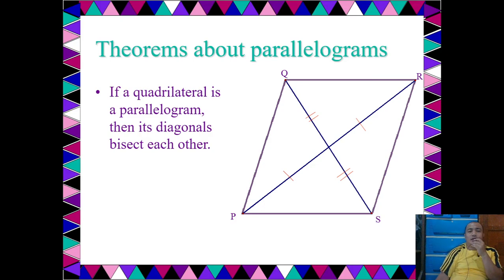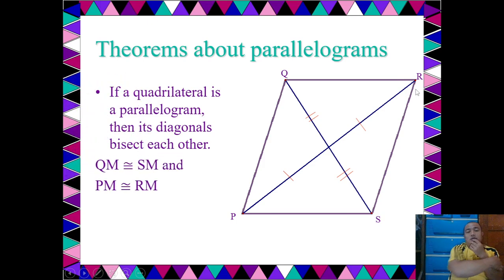Another theorem: if a quadrilateral is a parallelogram, then its diagonals bisect each other. So in quadrilateral PQRS, there are two diagonals formed. These are segment QS and segment PR. And these two diagonals bisect each other. So for example, if these two diagonals intersect at point O, therefore QO is equal to segment OS, and segment PO is congruent to segment OR. In this case, M is the point of intersection between the two diagonals. So QM is equal to SM, PM is equal to RM.